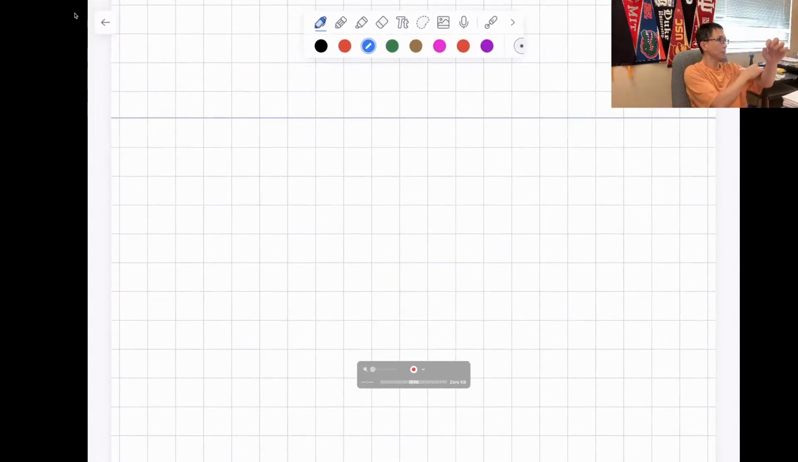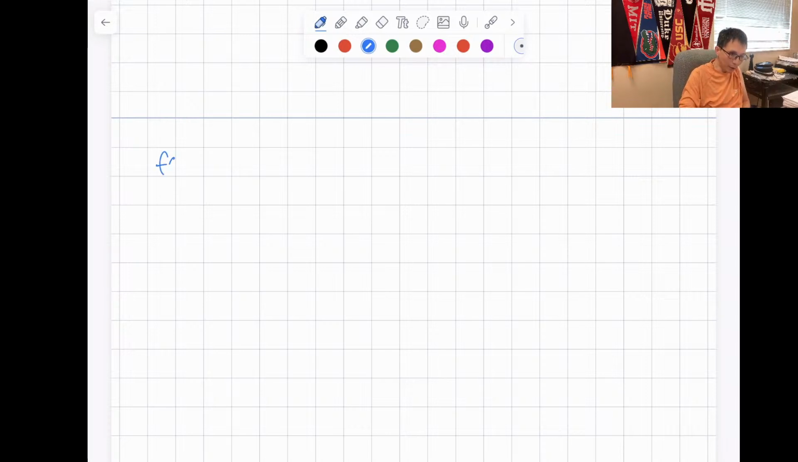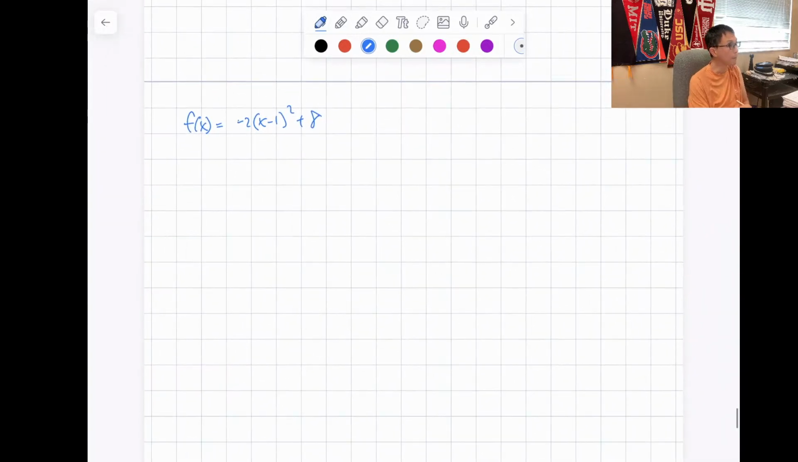All right, so now we're gonna talk about how to graph something like f(x) = -2(x - 1)² + 8. How do I graph this function?